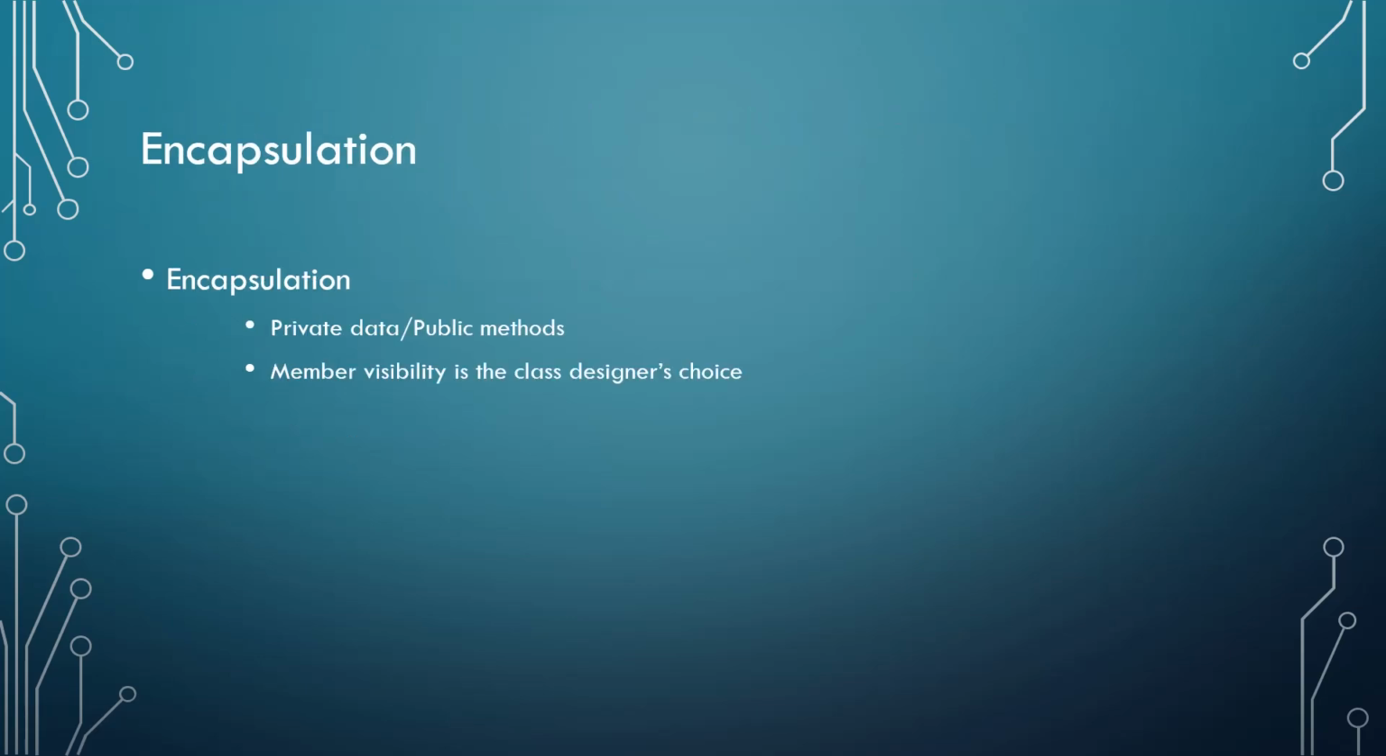So encapsulation. So you have private data, for example, and public methods. But member visibility, both for methods and for data, is in the class designer's choice. So encapsulation, putting in the class designer's control what parts of an object or a class are visible to the outside code.